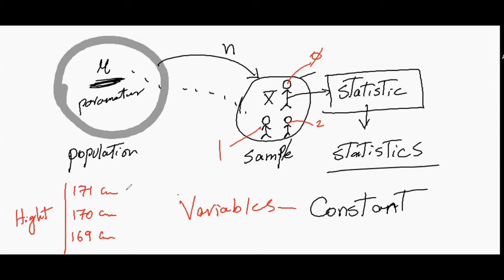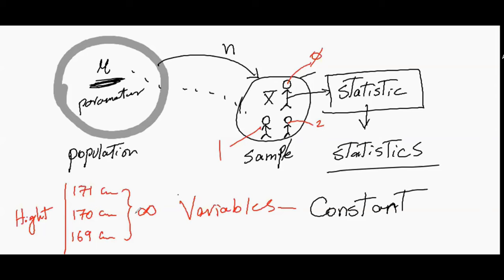Your height can be 169.1, 169.11, 169.12, and so on. Infinity? Very good. The number of heights that exist between 169 and 171 is an infinite number of possibilities. Infinity is like a sleeping eight, a resting eight. So the number of possible heights between 169 and 171 is infinite.